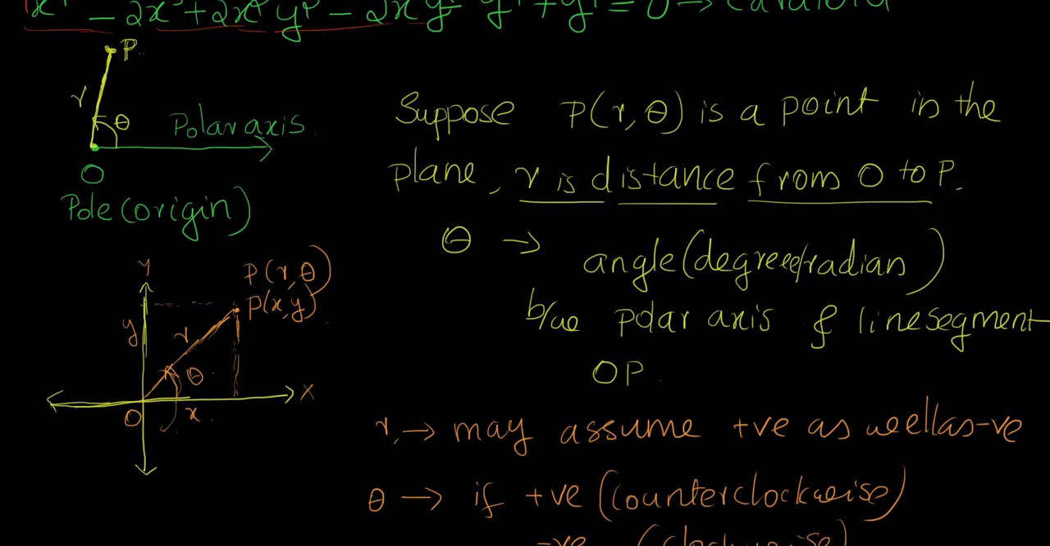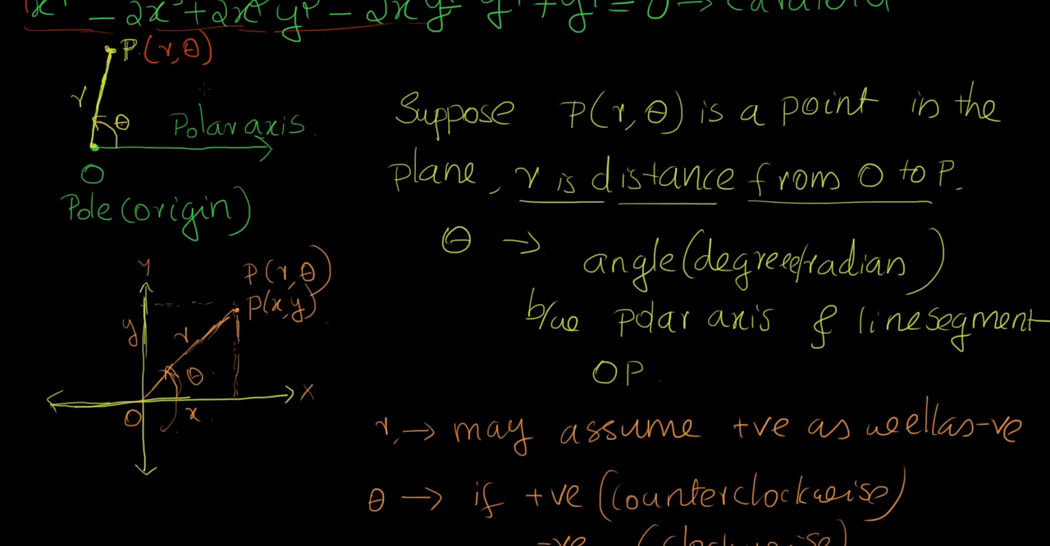Suppose P is a point here, how to represent P in the polar coordinate system? Draw a line segment from this origin or pole to this point and find the distance, let it be r. Next, find the angle from the positive x-axis to the segment OP, and this is treated as theta. So this P can be represented as P(r, θ). This is a representation in polar coordinates.